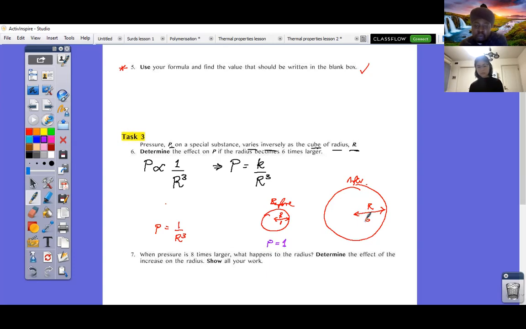What about here now when the radius is 6 times bigger? So it's now 6. What would the pressure be here? Any ideas? So we simply use this formula here. It will be 1 over 216. Very good.